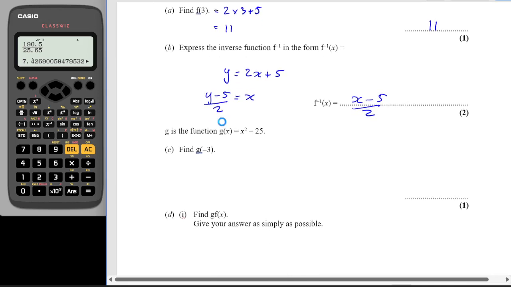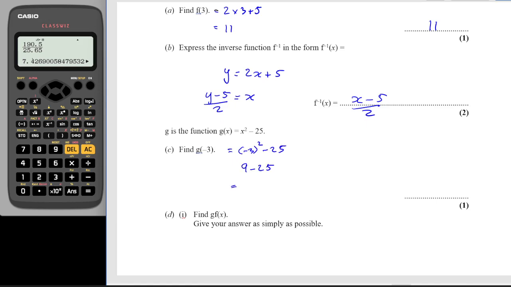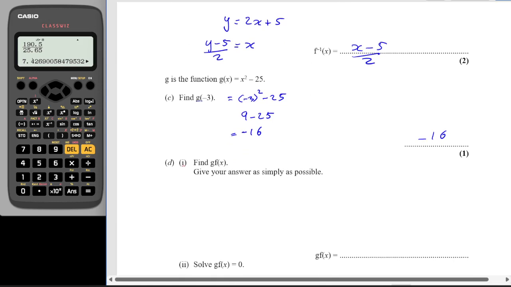Right, g is the function g of x is equal to x squared minus 25. Find g of minus 3. So we've actually got a difference of 2 squares here. I'm not sure if that's helpful at this point. But that's going to be equal to minus 3 squared minus 25. So that's going to be 9 minus 25, which is going to give me minus 16. Find g of f of x. Give your answer as simply as possible.